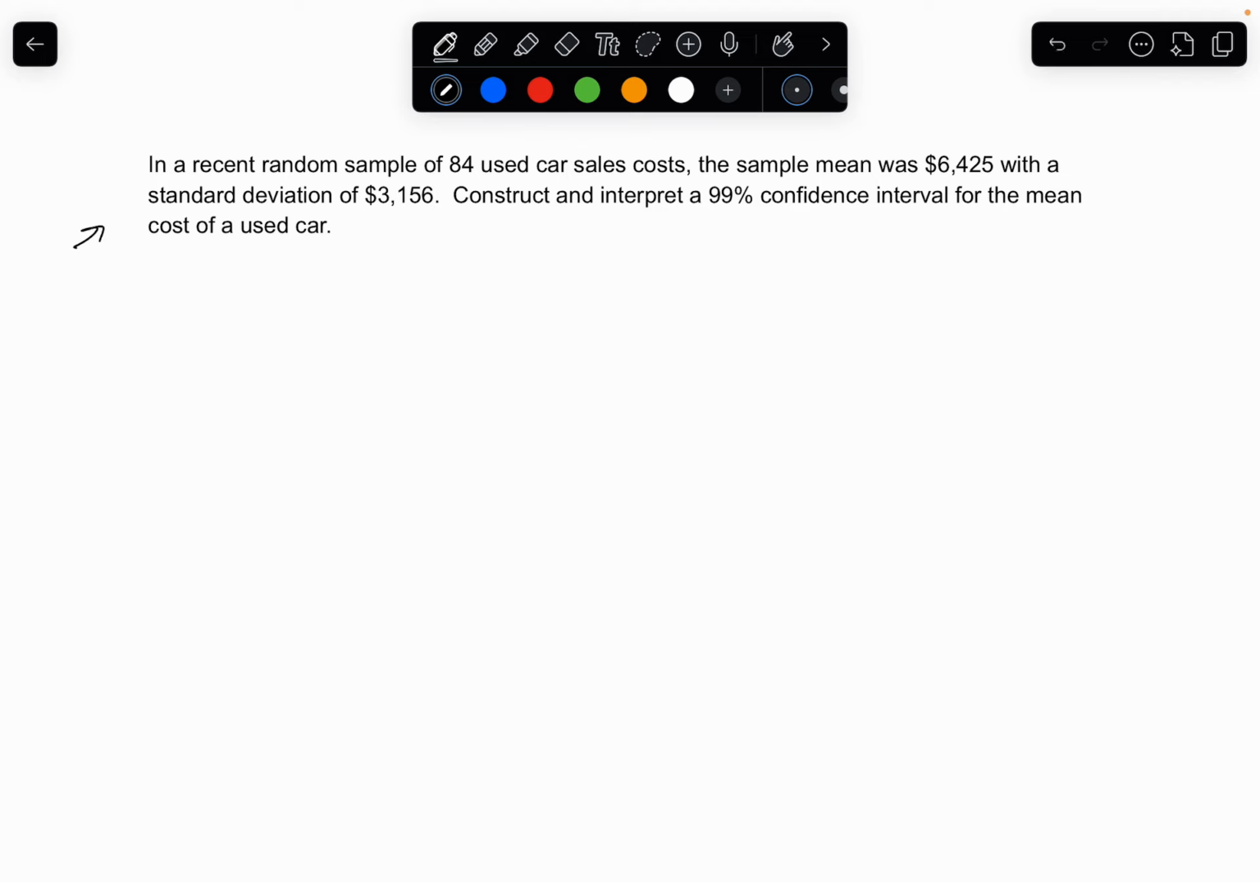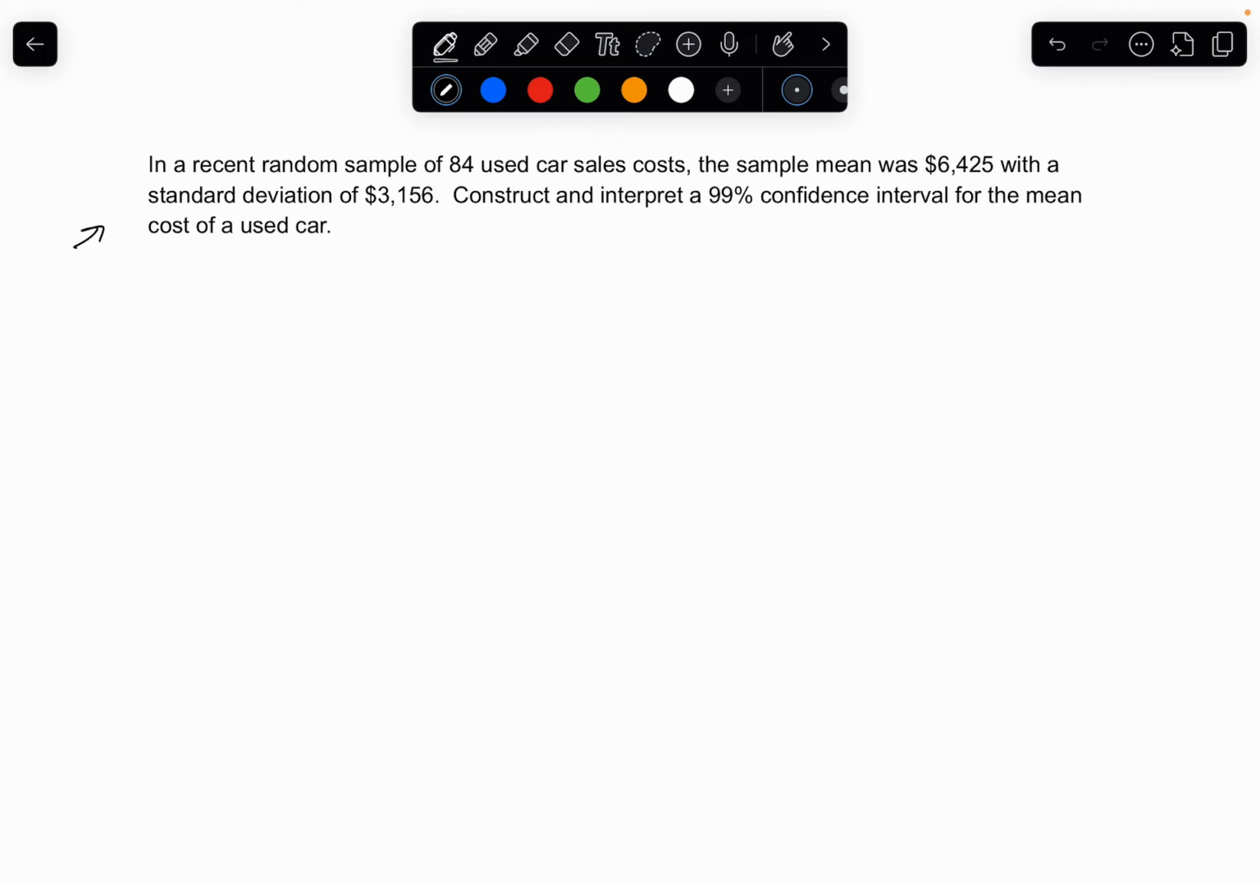It says, in a recent sample of 84 used car sales costs, the sample mean was $6,425 with a standard deviation of $3,156. We would like to construct and interpret a 99% confidence interval for the mean cost of a used car.